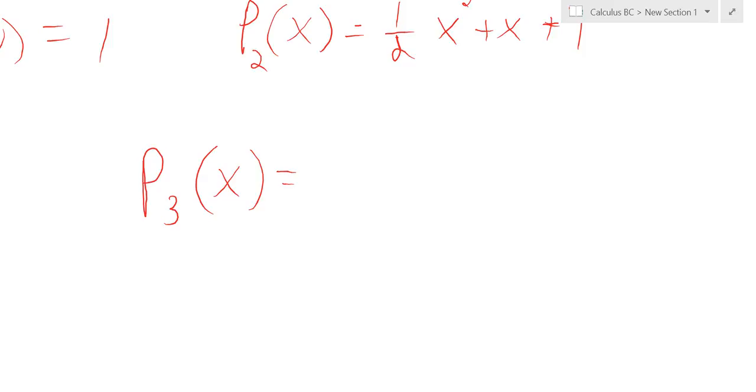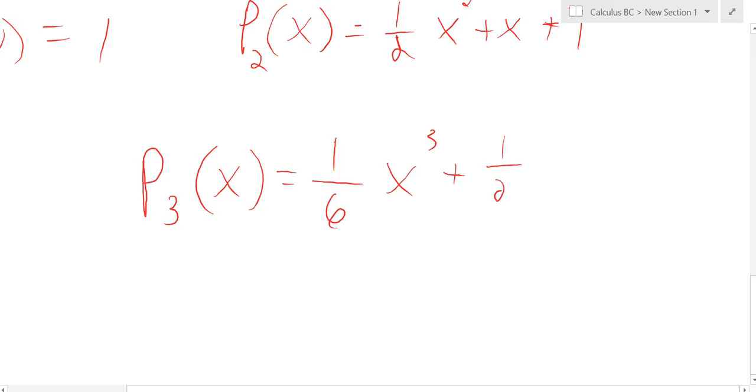But what's the third degree polynomial? Alex, what do you got? 1/6 x to the third. It's 1/6 x cubed, plus what we had for p2, plus 1/2 x squared plus x plus 1. Okay? And you can see the exact same thing happened. We've got our second degree polynomial right here, and all we did was add an extra piece.